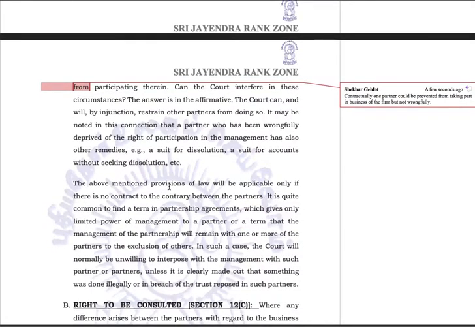The above mentioned provisions of law will be applicable only if there is no contract to the contrary between the parties. Like I discussed, contractually one partner could be prevented from taking part in the business of the firm. This is again the explanation.